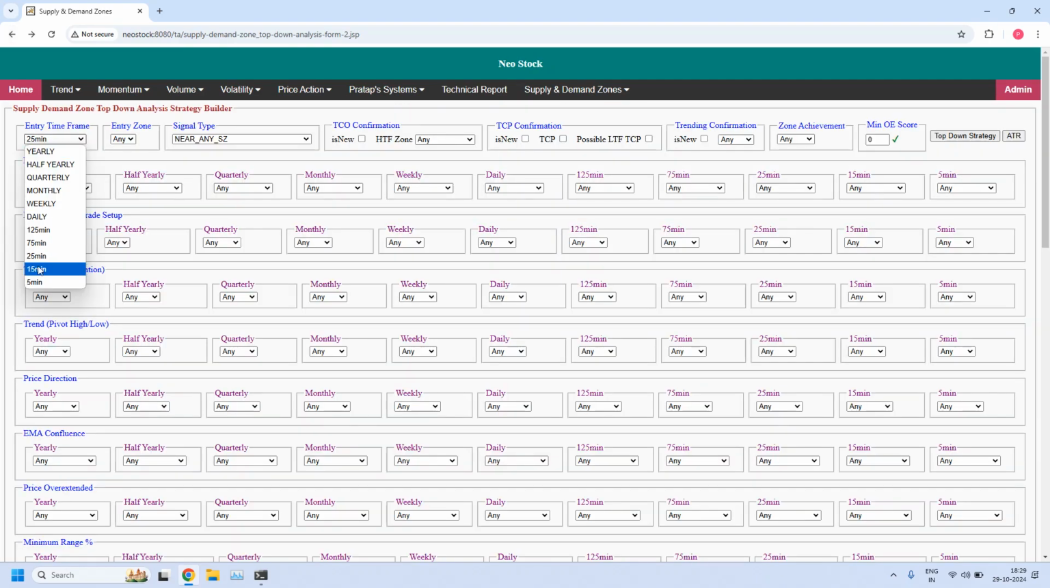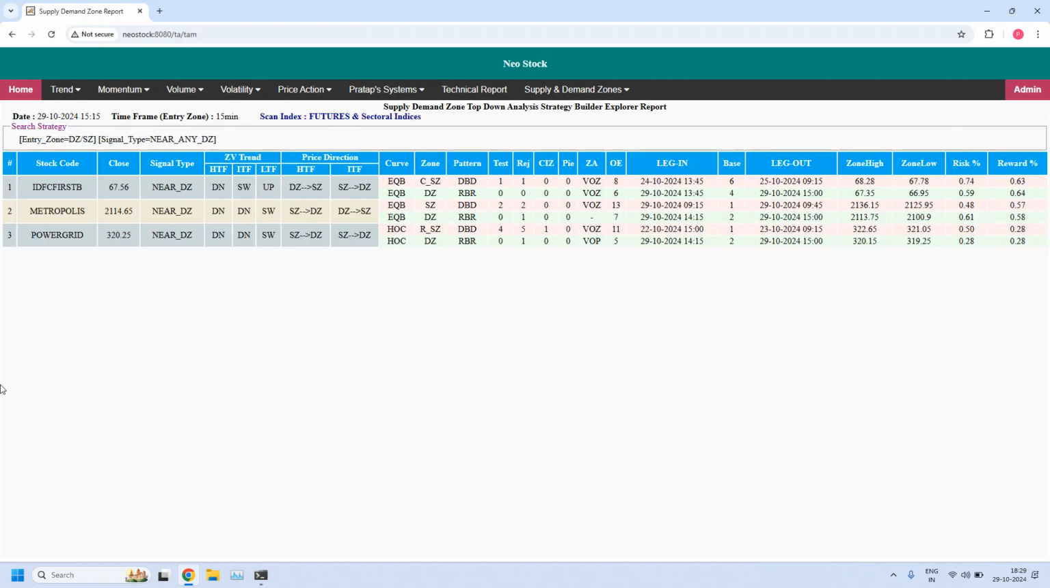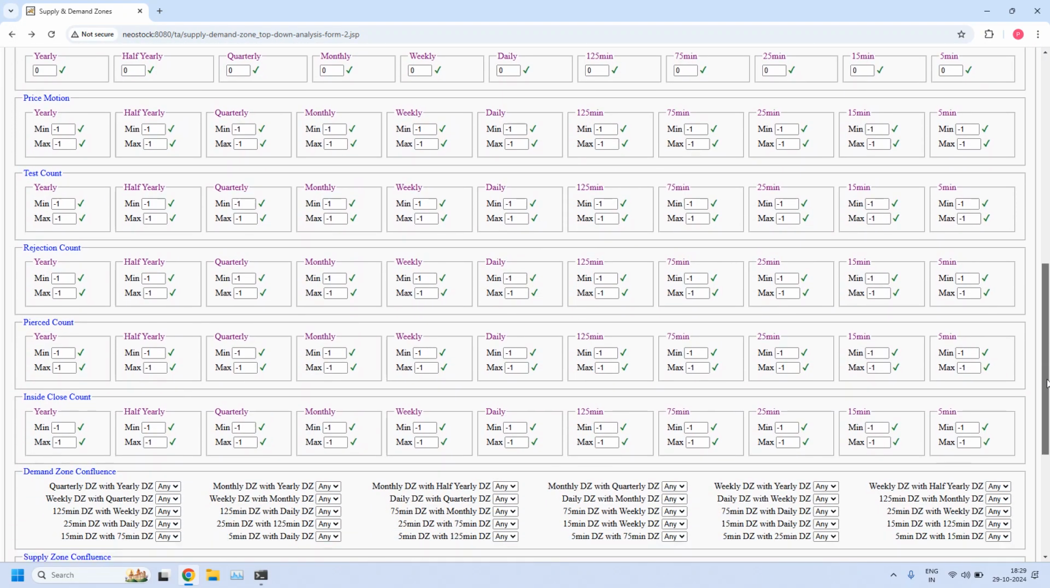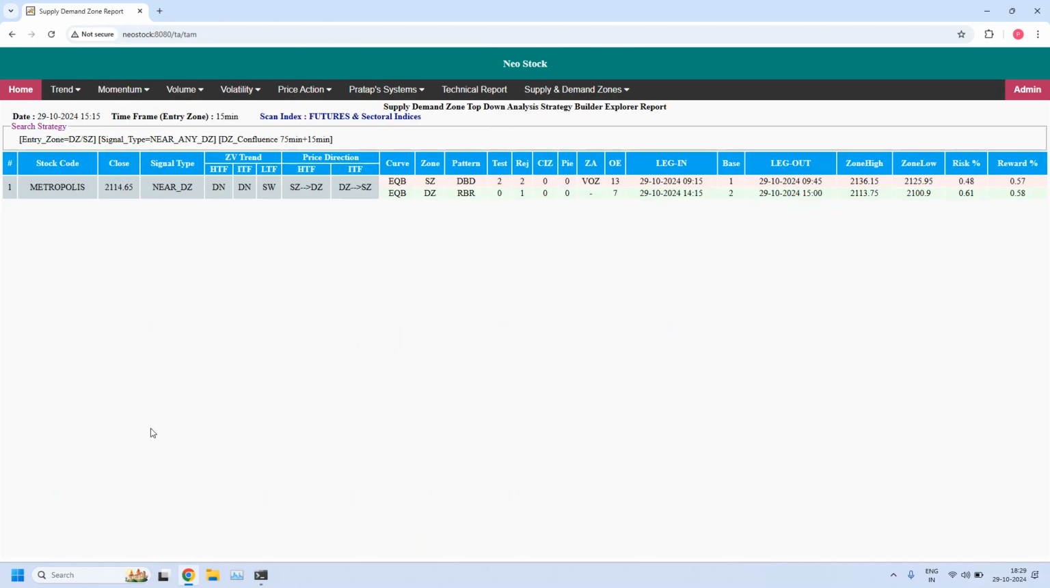Next time frame is 15 minutes, so let's find the stocks near the 15 minutes demand zone. 3 stocks are filtered. Let's verify whether any of these 3 stocks have an ITF demand zone confluence, that is, 15 minutes demand zone with 75 minutes demand zone confluence. I am enabling that filter. Let's verify. So one stock is having ITF confluence.